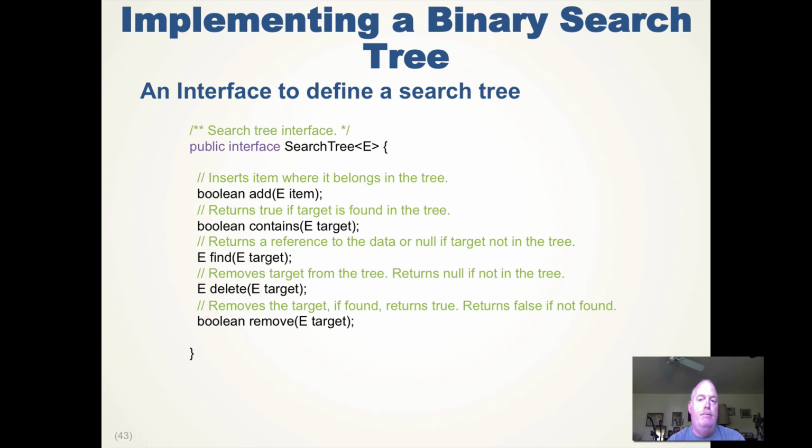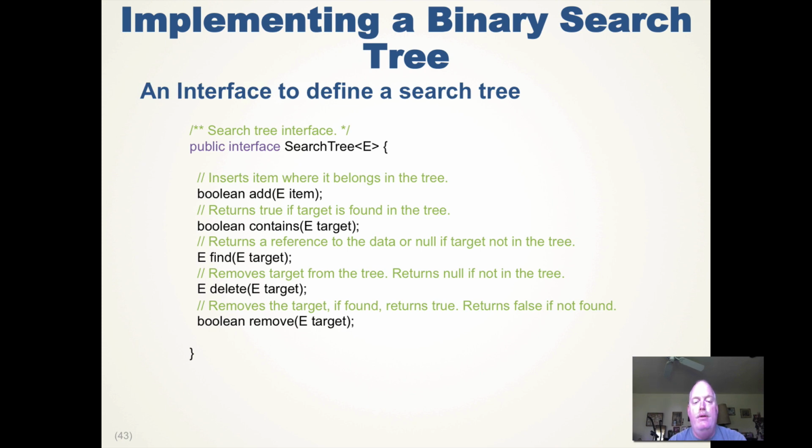So how do we implement a binary search tree? The interface in the book, they define a search tree interface, which allows us to have different implementations of search trees. We have a way of adding the item to a search tree that puts it in the correct place in the tree. We have the contains method, which is similar to the contains from the Java collection. It returns true if the target is in the tree, returns false if it's not in the tree.